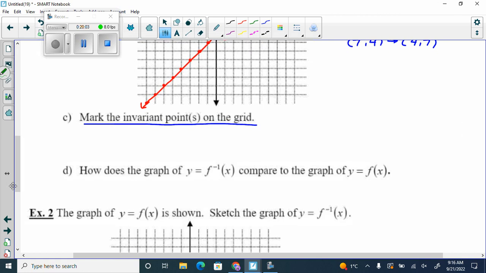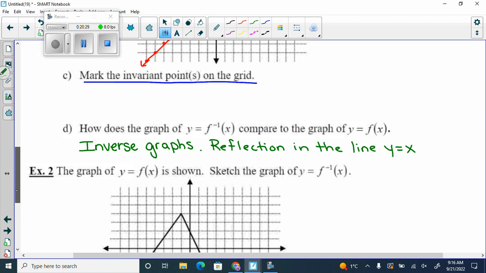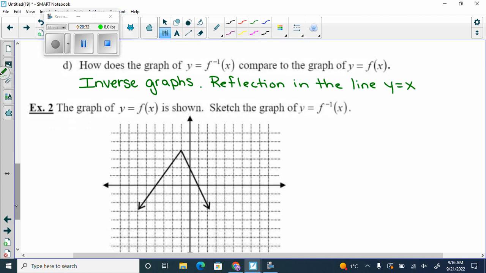So how does the graph of f inverse of x compare with the graph of y equals f of x? They're inverse graphs. And they're a reflection in the line y equals x. So anything that lands on the line y equals x will stay the same. This one's f of x. They want you to sketch the inverse. Try it out. I want you to sketch the inverse and label the invariant points.